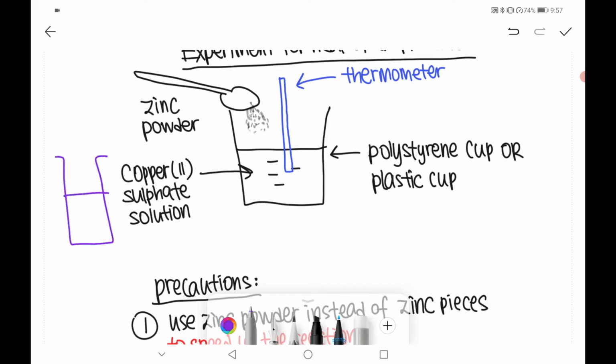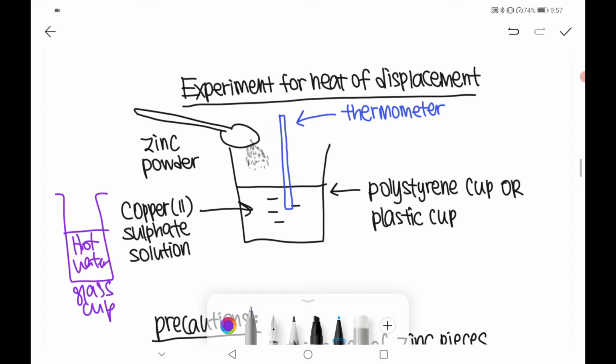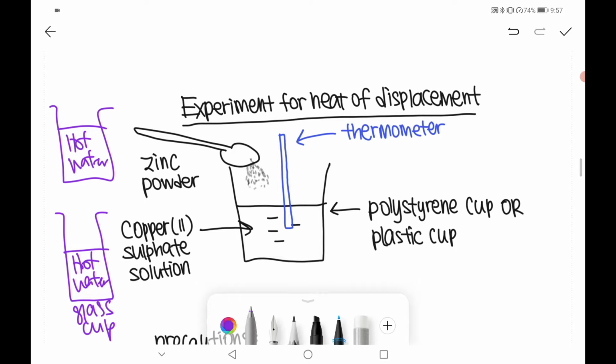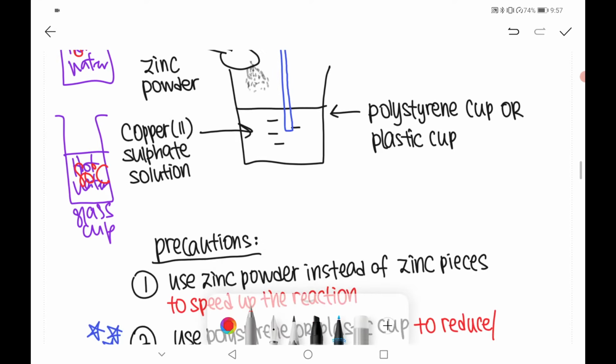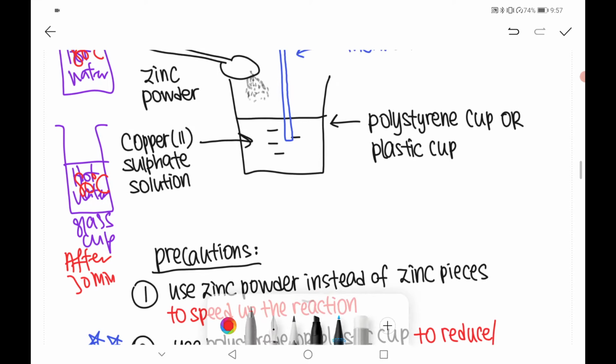Let's say you put hot water in a glass cup and you put hot water in a plastic cup. Initially the hot water is 80 degrees Celsius. After 30 minutes, you will realize that the temperature in the glass cup is very low now, from 80 maybe becoming 30.